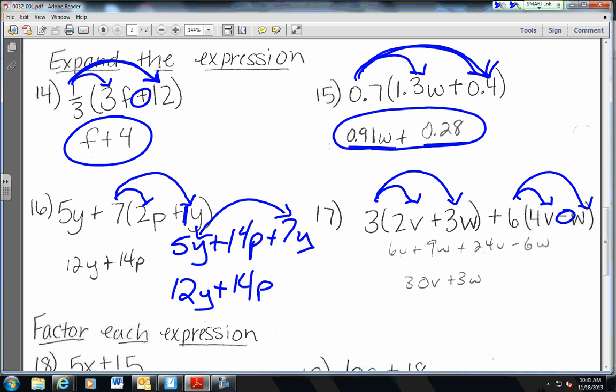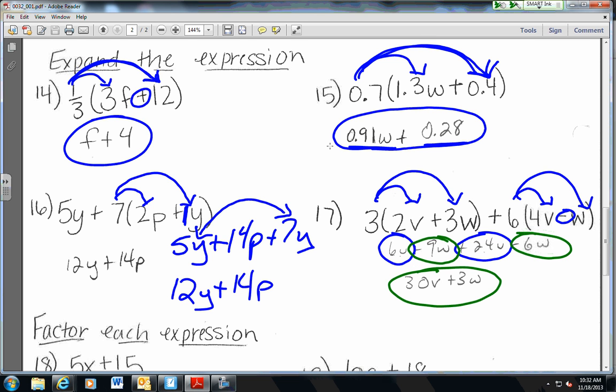Then we have like terms. We have 6v plus 24v gives us 30v. And then be careful here. We have plus 9w, and then we have minus 6w, which gives you positive 3w. So our answer is 30v plus 3w. Watch your signs there.